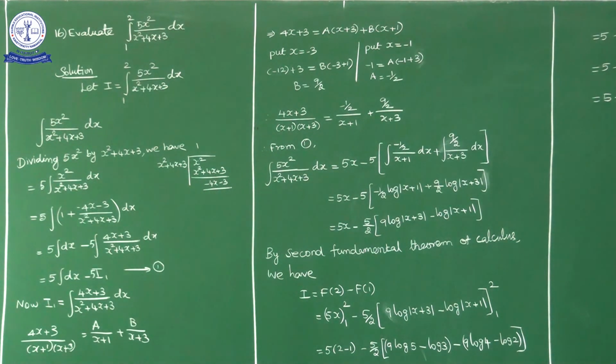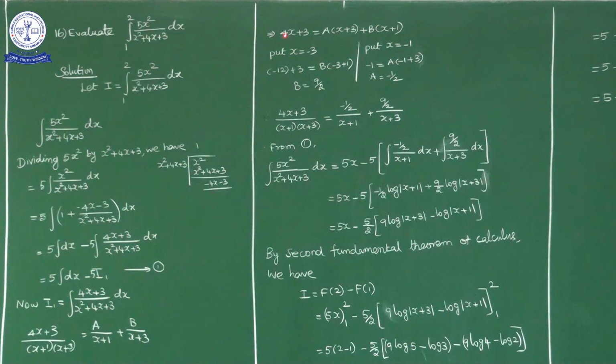Now to find the a value and b value, I'll substitute x as minus 1 and x as minus 3. If we put x as minus 3, the a part is 0, so here b into minus 3 plus 1, b into minus 2. Now on the left hand side, minus 12 plus 3 is minus 9. So minus 9 is equal to minus 2 into b. So the b value is 9 by 2. And by putting x equal to minus 1, here the b part is 0.